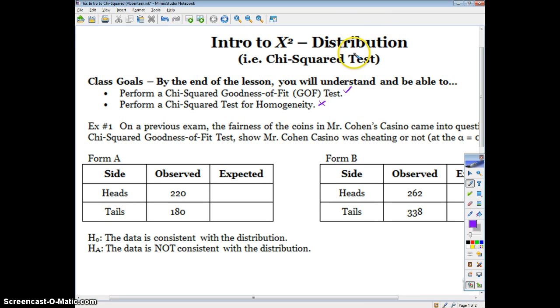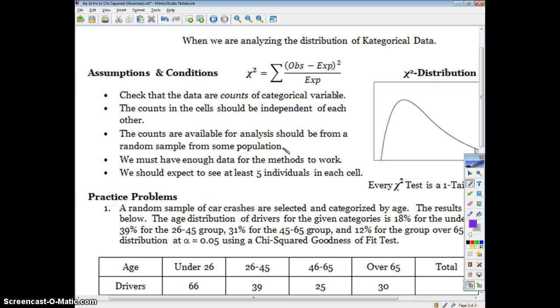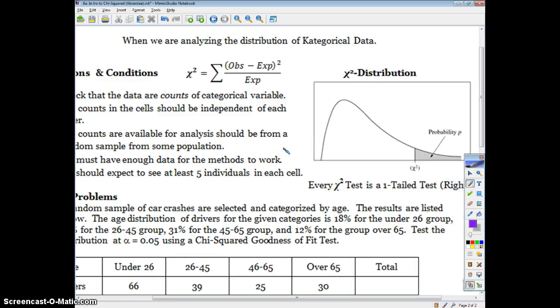These chi-squared tests are in fact hypothesis tests, which means we need our null and alternative hypotheses. They are pretty much always the same for these goodness of fit tests: the data is consistent with the distribution, or the data is not consistent with the distribution. In class, Savant brought up that then it's going to be a two-tailed test. Absolutely not. On the back here, you'll see that every chi-squared test is a one-tailed test.